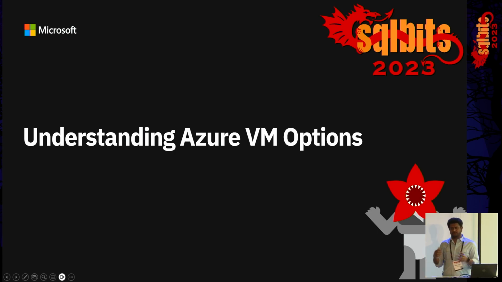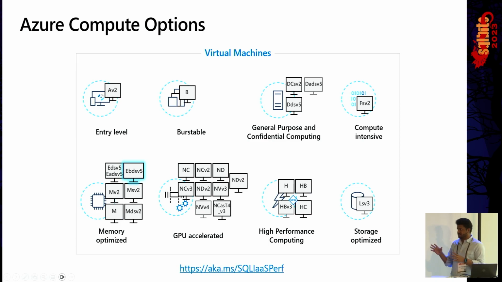Now, coming to the options that we have when you are running your SQL Server workloads in Azure, we have multiple options. But if you go and look at Azure, type in Bing or ask ChatGPT, or go type in Google and say, hey, give me Azure VM options, you'll get all these options. You will see entry-level VMs, you will see B series, you will see E series, you will see D series. There are a lot of options.